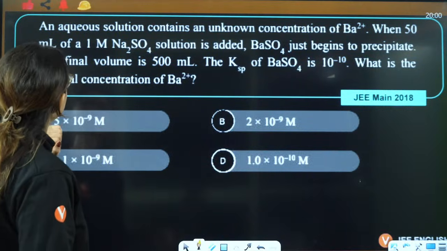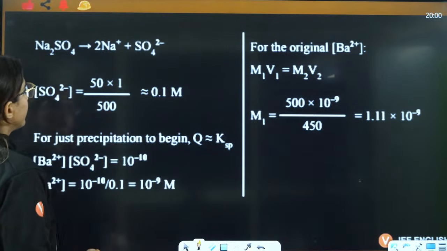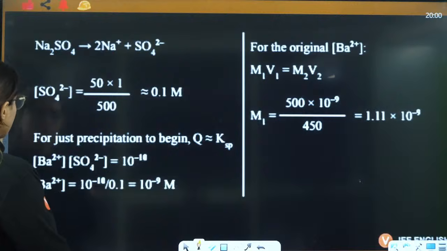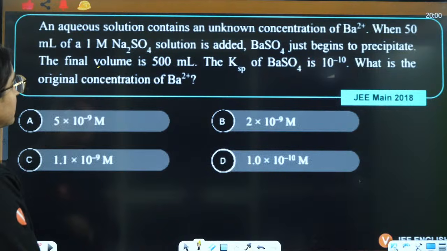Both the concentration and molarity are given to you, right? Now if you see this here, 50 milliliter of 1 molar, so it just begins to precipitate. The final volume is 500. The final volume is this, na?